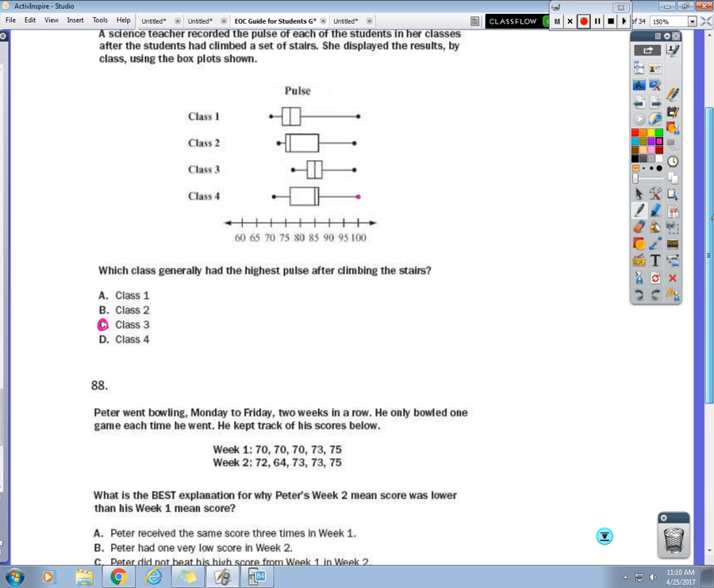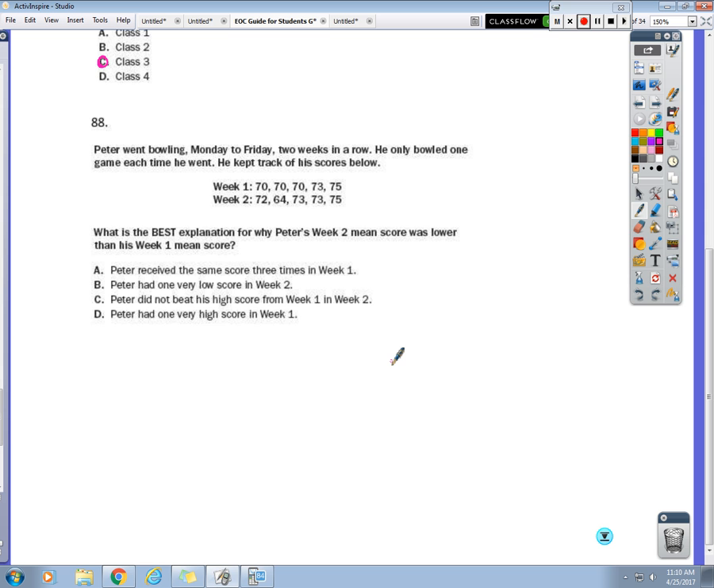Number 88. Peter went bowling Monday to Friday 2 weeks in a row. He only bowled 1 game each time that he went, and he kept track of his scores below. What is the best explanation for why Peter's week 2 mean score was lower than his week 1 mean score? B is correct. He had a low score in week 2, which would have brought his average down. Does that make sense? Yes.